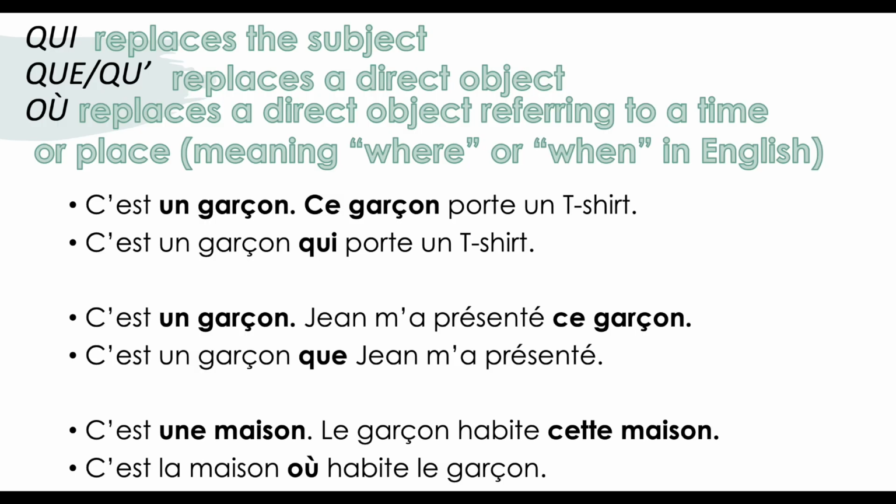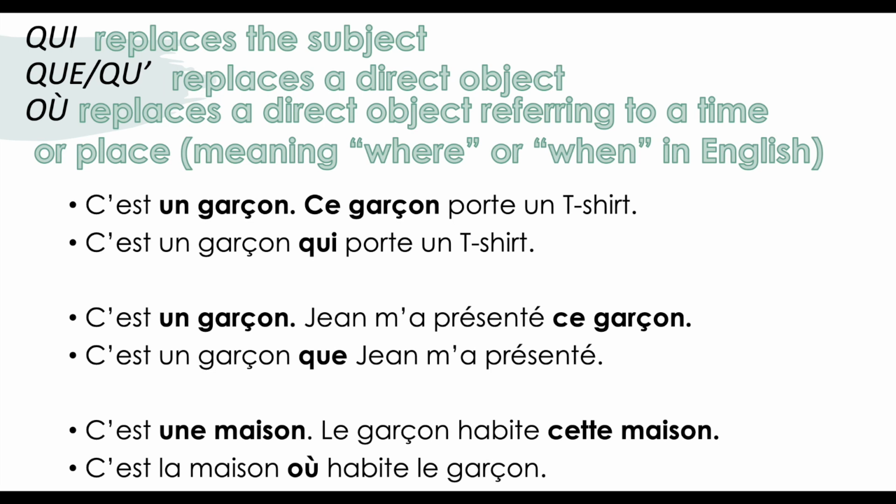Now I have some examples. I've used qui, que, and où on this slide. In the first example, we have garçon. The garçon is the subject if we look at the second clause. So when we join that and make it one sentence, garçon again is the subject. He's the one who's wearing a t-shirt. And in the second example, garçon is the direct object, so it's going to take que to replace it.